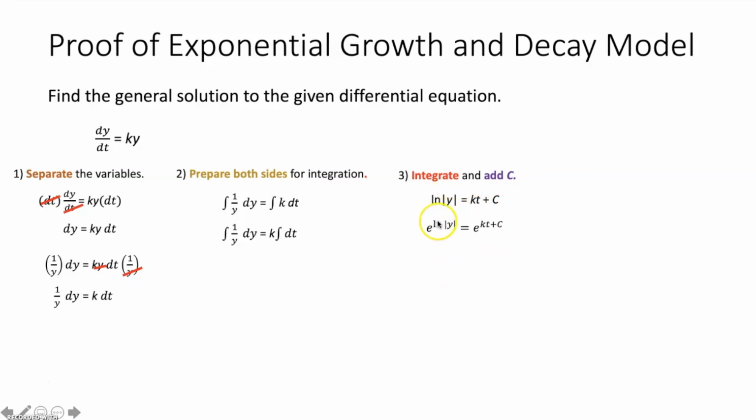Here, e to the ln. Those two things cancel each other out. We just get the absolute value of y. That's why we did it. On this side, can we simplify this a little bit more? Well, if you remember our properties of exponents, if you multiply like bases, you add together the exponents.